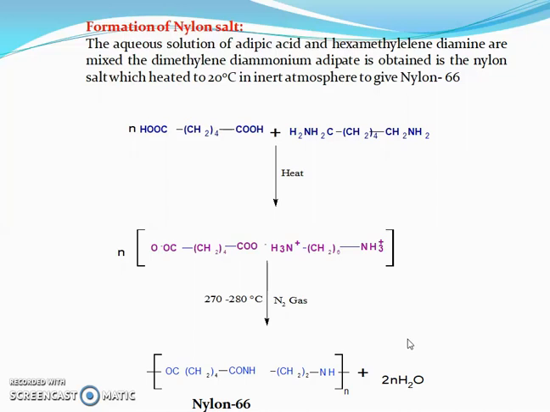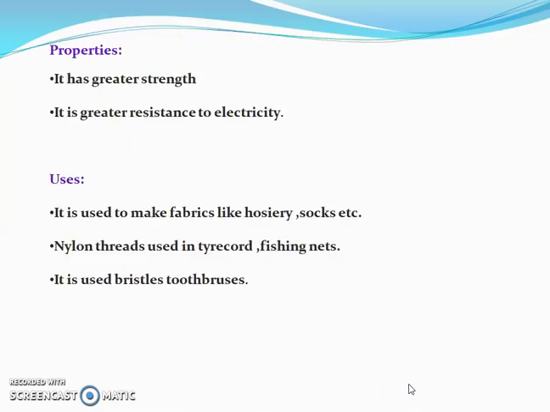When aqueous solutions of adipic acid and hexamethylene diamine are mixed, hexamethylene diammonium adipate is obtained, which is called nylon salt. This nylon salt, when heated at about 280 degrees centigrade in an inert atmosphere of nitrogen, gets polymerized to give the polymer nylon 6,6, and water molecules are eliminated.